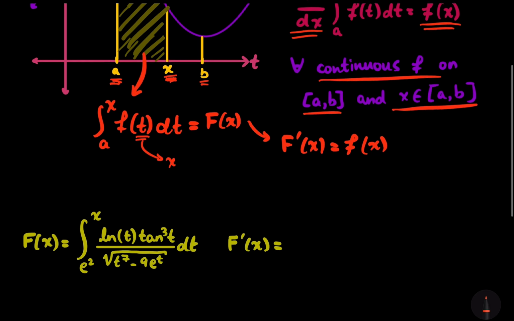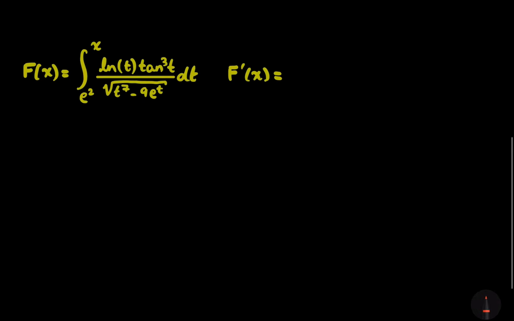Let's go ahead and apply this to a particular example right over here, which may look a little bit intimidating. I mean, this actually looks quite terrifying. So suppose we have a function, capital F of x, and it's defined as this crazy integral right over here. The definite integral from e squared to x of the natural log of t times tangent cubed of t divided by the square root of t to the 7th minus 9 e to the t dt. So this is a very intense, scary looking integral. And what we're asking for here is just the derivative of capital F of x, so capital F prime of x, right?